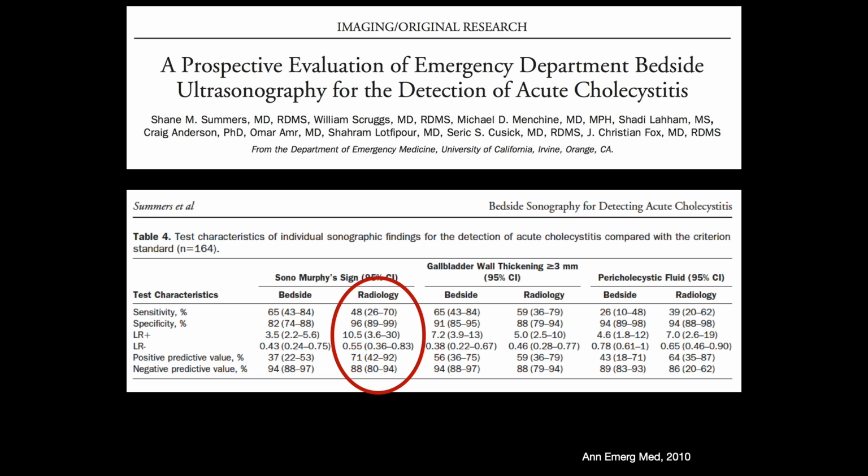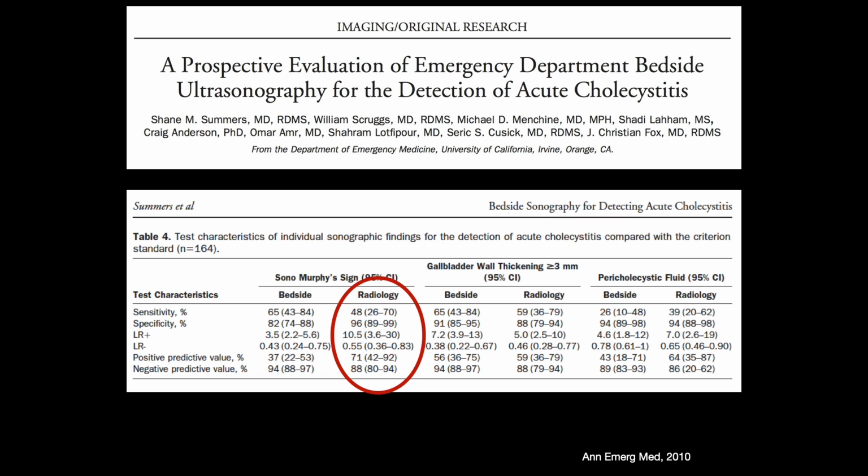Now, interestingly, when performed by radiologists, it was 96% specific. But if you look to the neighboring column of the point of care, it still performed quite well. And what also is interesting as you look across these, the other findings, gallbladder wall thickening and pericholecystic fluid, also had pretty good, not perfect, but pretty good specificities.